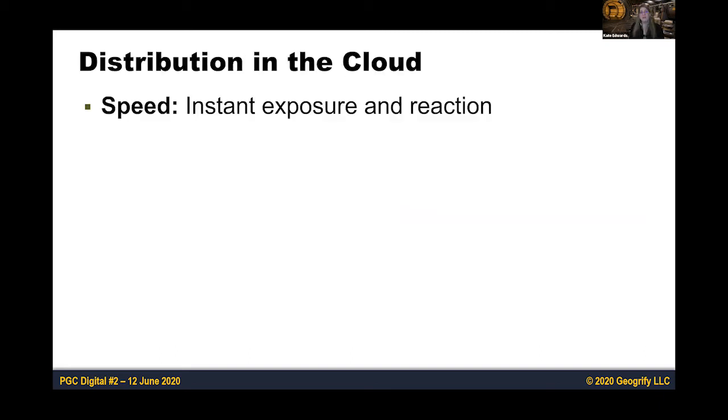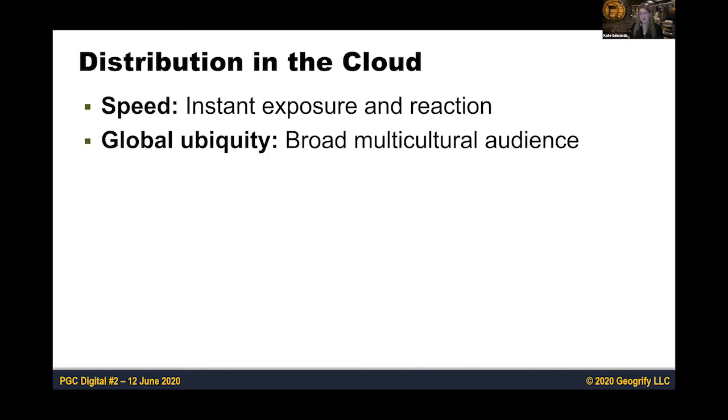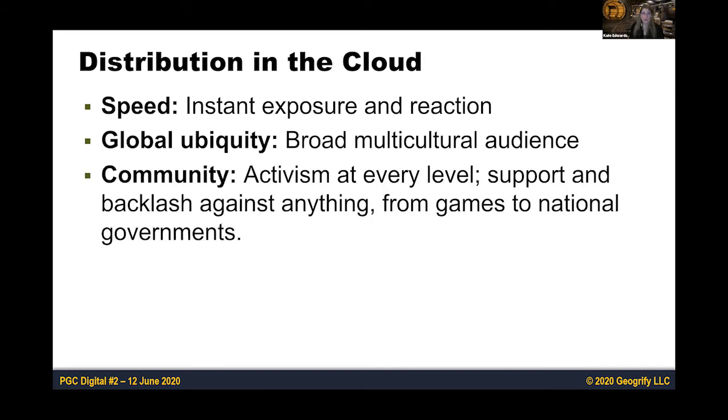So as I'm closing here, just a few quick thoughts. We know that distribution in the cloud brings with it a lot of great advantages, but it also brings a lot of challenges. Like speed, we instantly get our content out there and it's being instantly exposed to a broad multicultural audience. And along with that audience, we're dealing with massive communities on social media and elsewhere where activism is very high level. We've all experienced this, we're seeing it right now as I speak, that this is a real force of nature that companies and creators have to contend with.